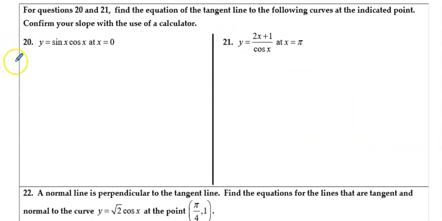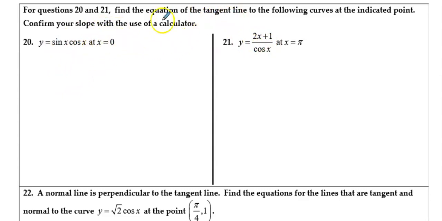So the last thing that I want to do is talk about finding the equation of tangent lines to the following curves at the indicated point. Confirm your slope using a calculator. So we're not going to actually find the slope using the calculator, but we're going to go ahead and find these derivatives of our functions at our values.